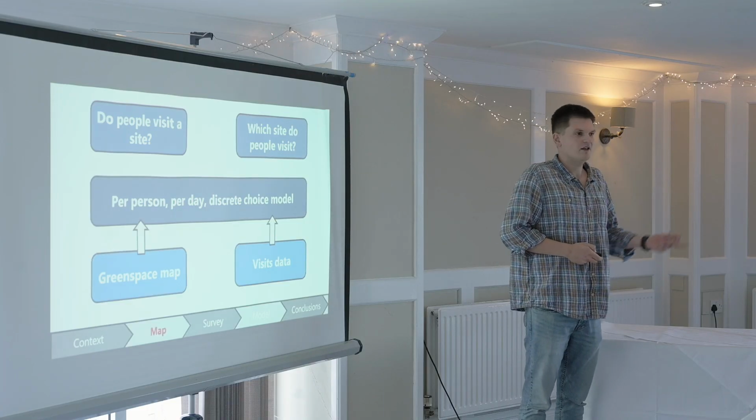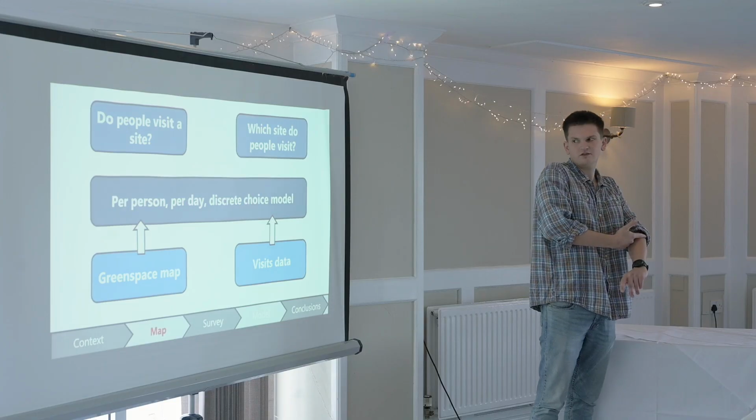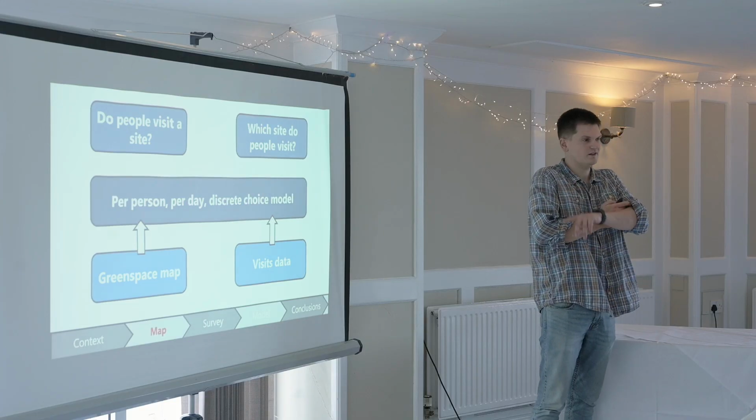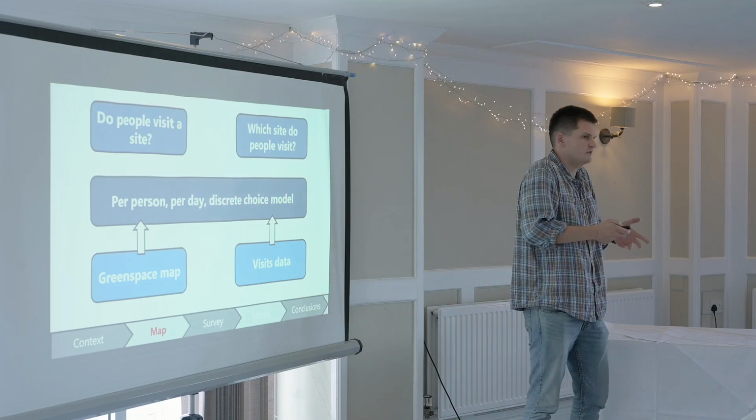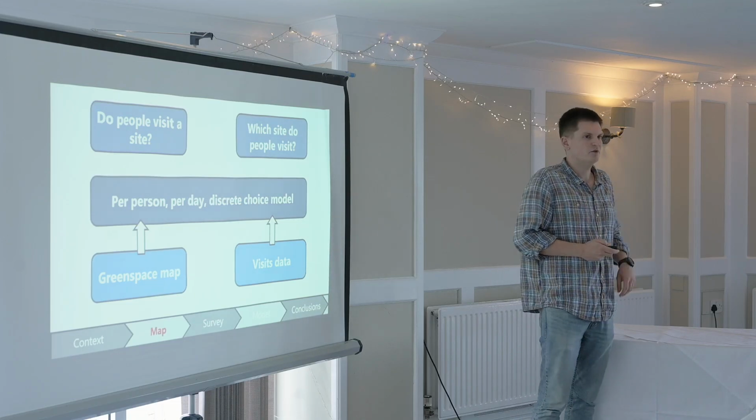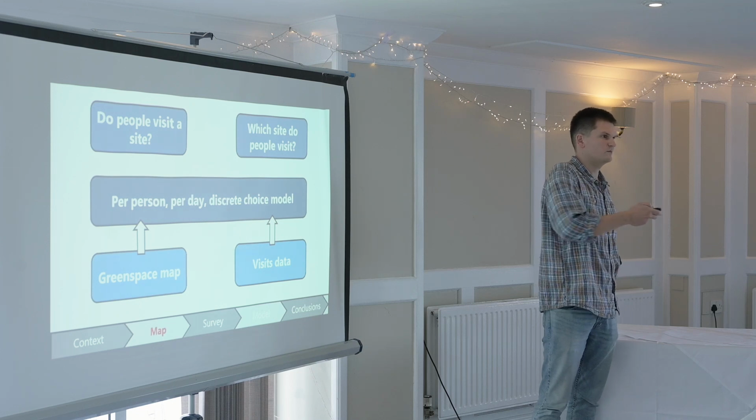To tackle that, we obviously need quite a lot of data, which is broadly divided into two things, which I'm going to talk about in a bit more detail. The first is a green space map. So we need to know what options people have got, what options they're choosing between, and also where people actually choose to go. We need some sort of actual data about what choices people are making.